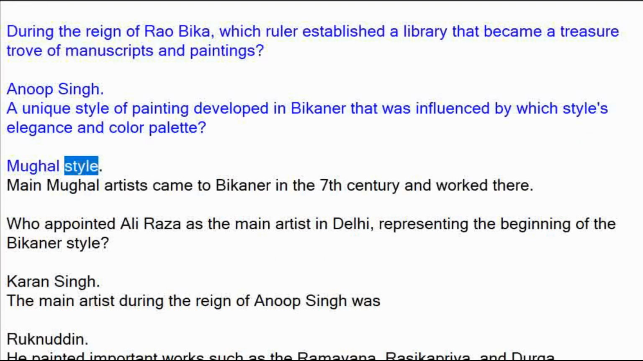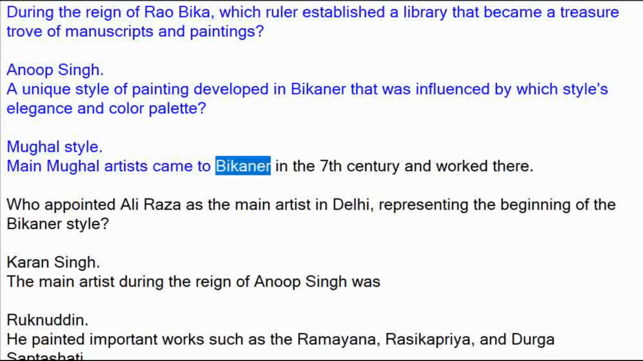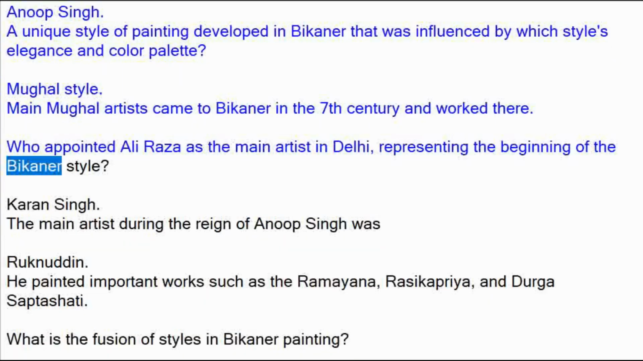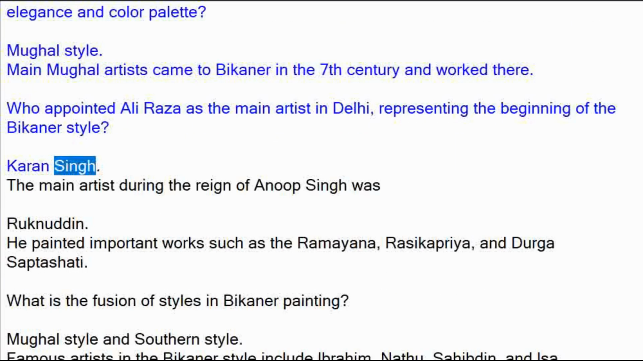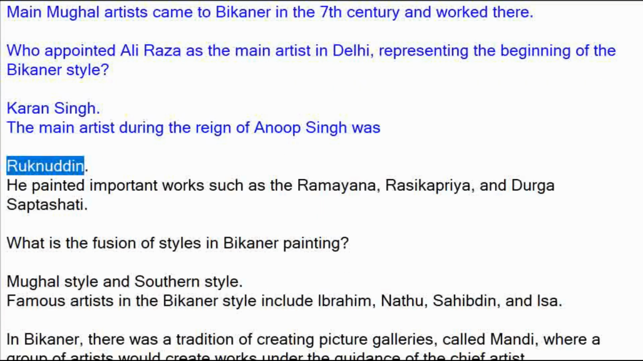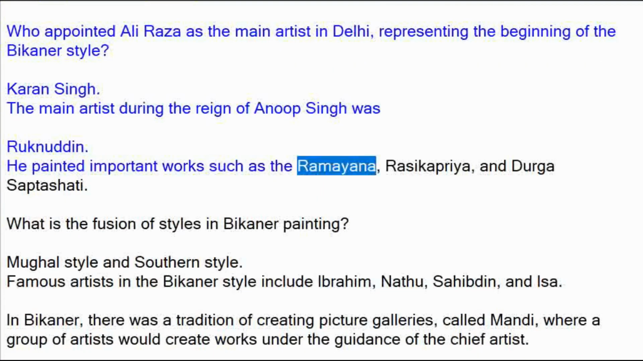Mughal style. Main Mughal artists came to Bikaner in the 17th century and worked there. Who appointed Ali Raza as the main artist in Delhi, representing the beginning of the Bikaner style? Karan Singh. The main artist during the reign of Anup Singh was Runadhan. He painted important works such as the Ramayana, Reza Kapriya, and Durga Saptashati.